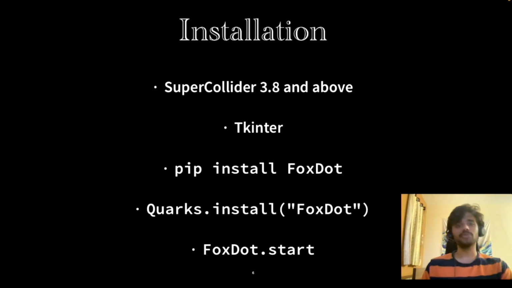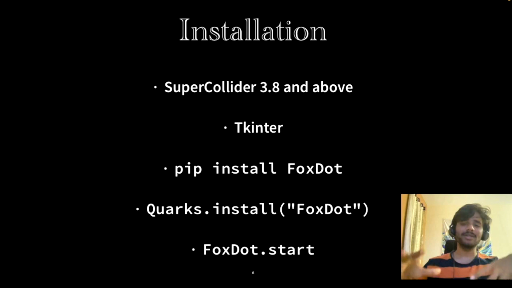You need Python, the latest version, so 3.8 or above. And then you also need tkinter, which is the GUI, which opens up FoxDot's UI. Along with that, you also just pip install FoxDot. After you have everything set up, you open up Supercollider. Supercollider opens up an interface, and over there you just install this package called FoxDot.